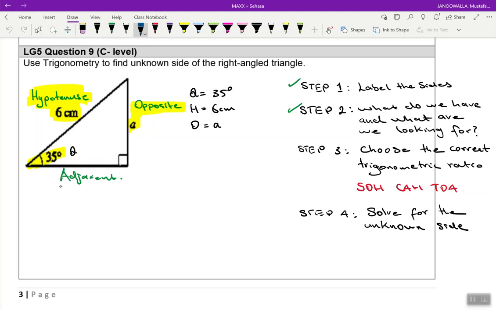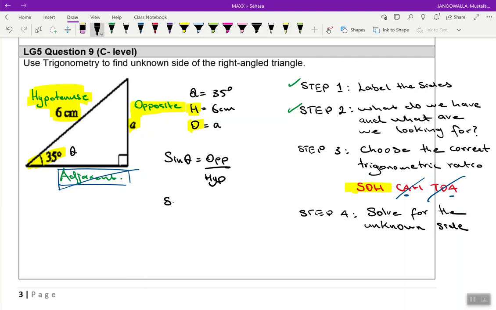Now to choose the correct one. If you remember, I said the adjacent is irrelevant because I've not been given a value, and I'm not even looking for it. So any ratio that has adjacent, like cos and tan, I can't use, because I have nothing to do with adjacent. I've got things to do with opposite and hypotenuse, so sine is my clear winner. I'll write the full ratio: sine of the angle theta equals opposite over hypotenuse.